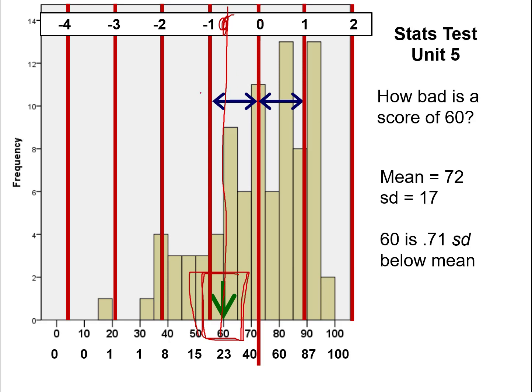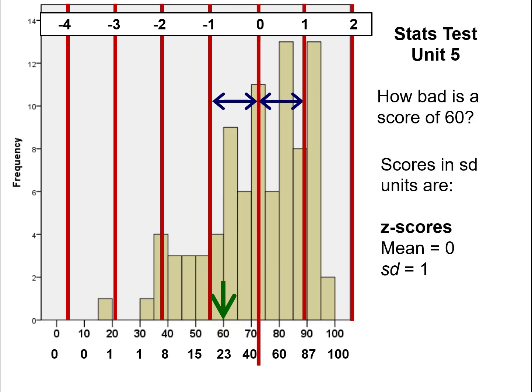And actually a score of 60, it turns out, is exactly 0.71 standard deviations below the mean. Or if I round that a bit, I could say it's about 7/10 of a standard deviation below the mean. So that's one way of describing this score of 60. A score of 60 is 7/10 of a standard deviation below the mean.